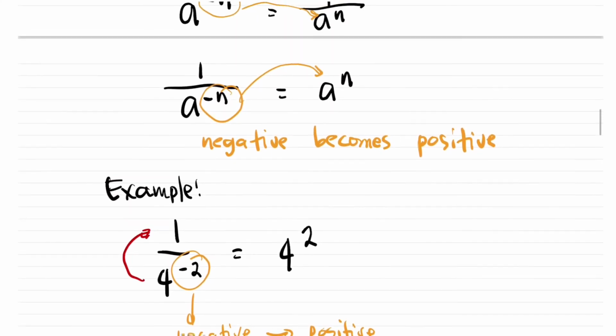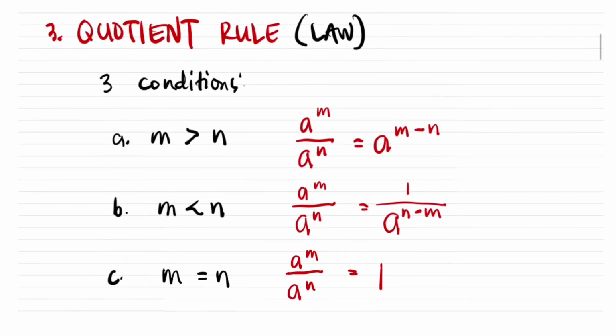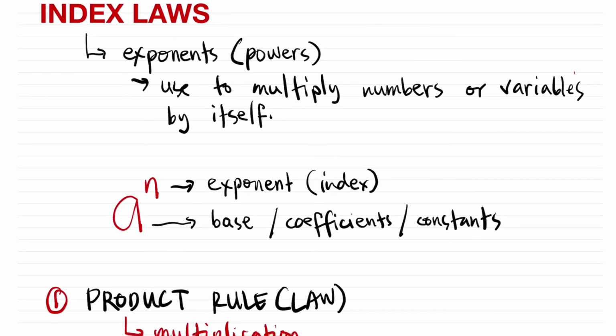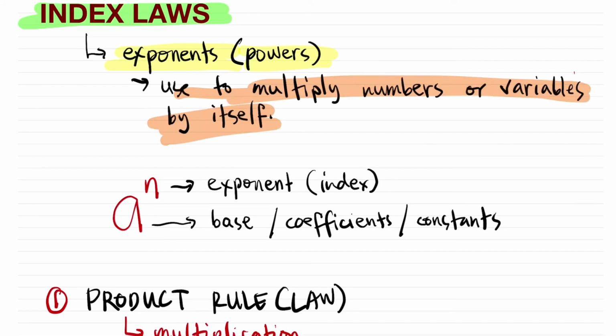So let's have a short review. First, we define what we mean by index law. Index law is also called exponents or powers. Literally, we use exponents to multiply numbers and variables by itself. Here, this is what we call the base, or sometimes called coefficient or constant. And here, this is our exponent, index, or sometimes called power.